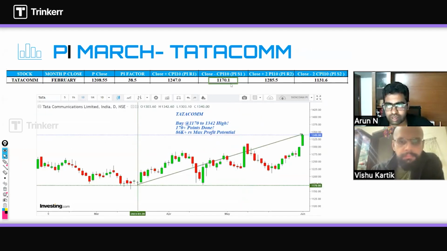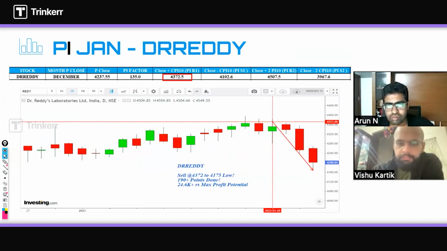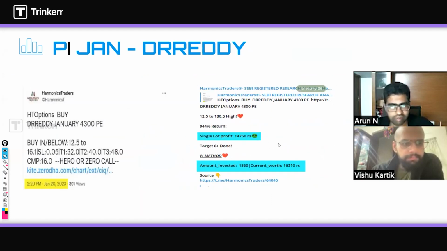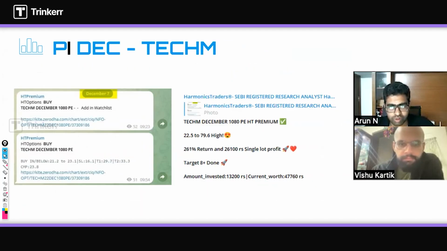For Tata Consumer pi, you can see how the same levels are being respected multiple times. As long as in one month the support is not taken out, it tries to act as support even in the next month. Likewise, the resistance as well. But give top preference to that particular month's pi numbers. This gave around 322% per ton. Dr. Reddy, again price action and pi, gave around 14K profit. These are a few more examples.